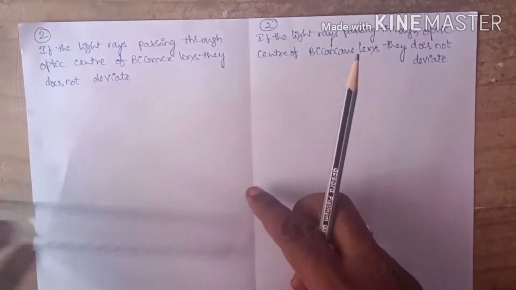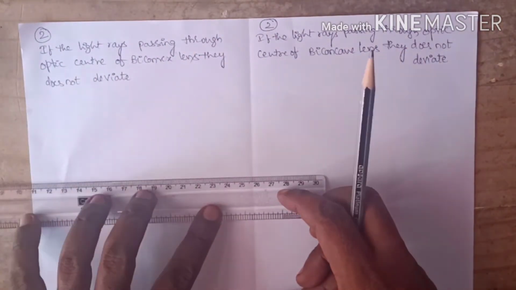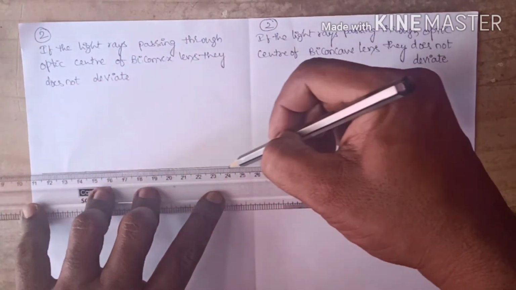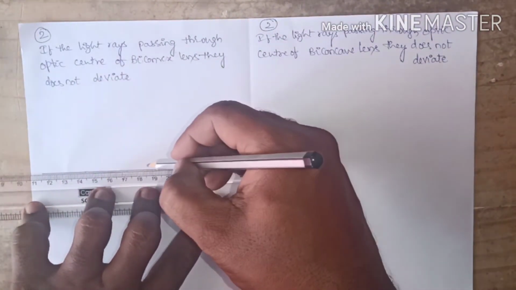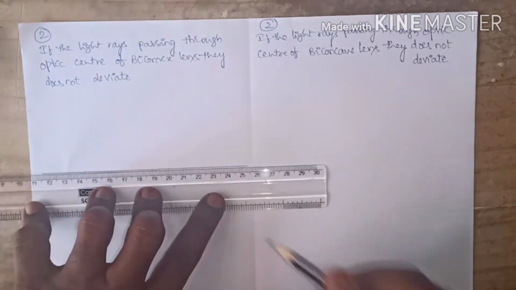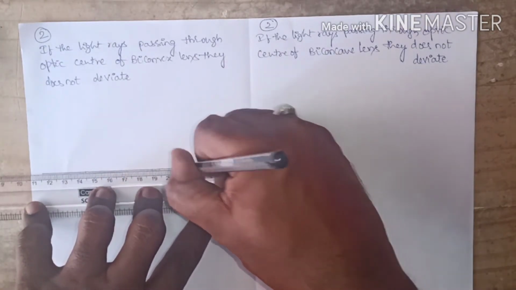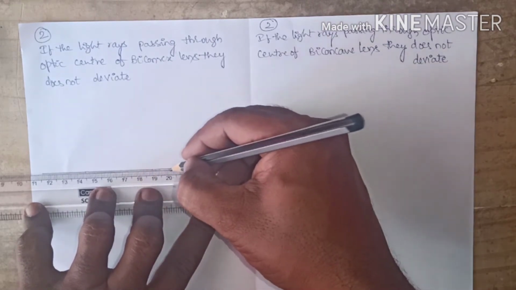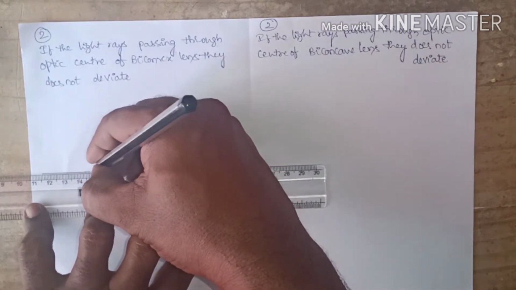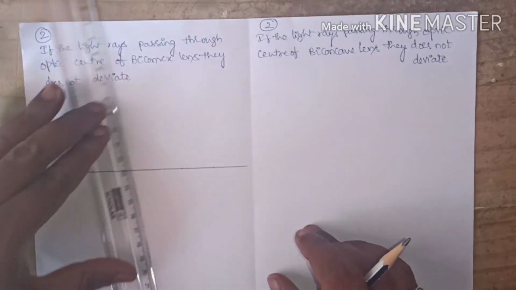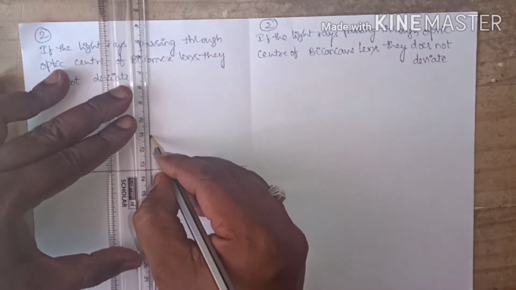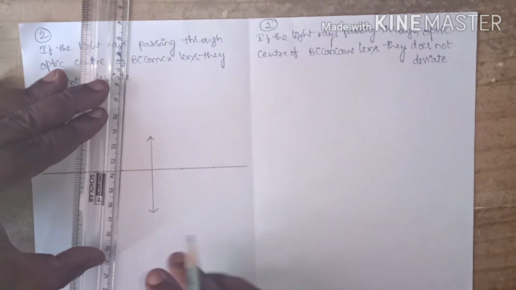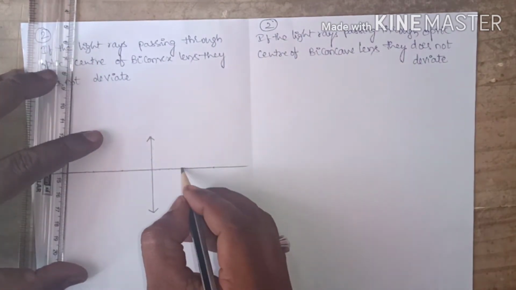Now, here as usual, we are going to draw a principal axis. Identify the midpoint on the principal axis. From that point onwards, mark the points which are at equidistance. And here we should draw a biconvex lens. This is the representation of a biconvex lens.